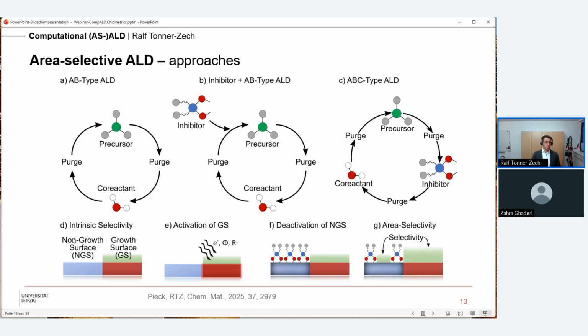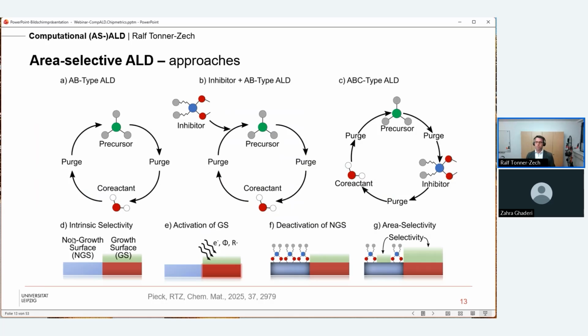This is something that many people wish for, also in the application, because you don't need an additional chemical species. Unfortunately, it very rarely works, because usually the chemoselectivity, you need certain combinations of substrates to be able to do that. And also the chemoselectivity is always limited. So usually these approaches only work for a certain amount of ALD cycles.